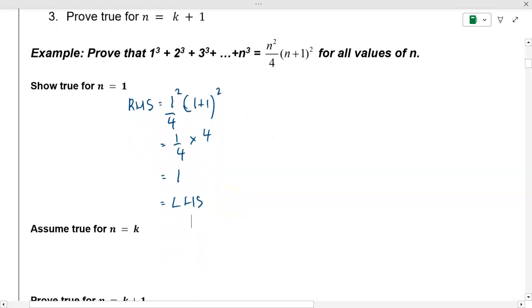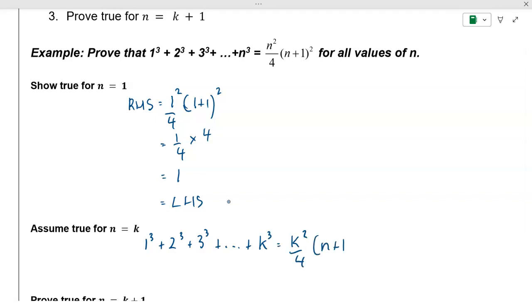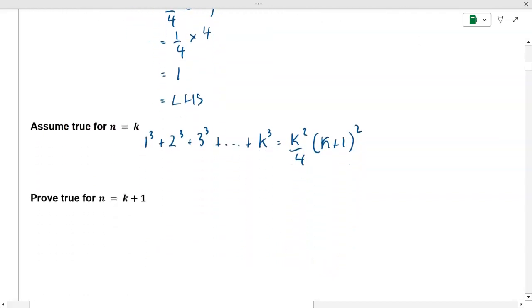Now we need to assume that it's true for n equals k. So all we're doing in this section is writing the question down. I'm just going to be changing my n to my k. Now, when you are doing a proof like this, you need to be writing out in your proof these steps. So I would actually write as my next step the words assume true for n equals k. So I've done that. I've changed my n to my k. And now that I've done that, I would also write prove true for n equals k plus 1. So you're not going to get given these little sections. You need to write these in.